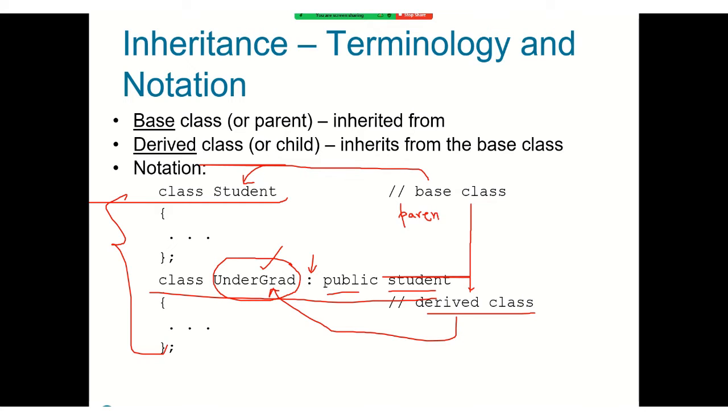You can call it parent as well, base or parent, and then you define some other class in this way. It means undergrad is the derived class or child class, and out of which class it is derived? It is derived out of the student class. So that is your syntax or notation for defining an inheritance in C++.